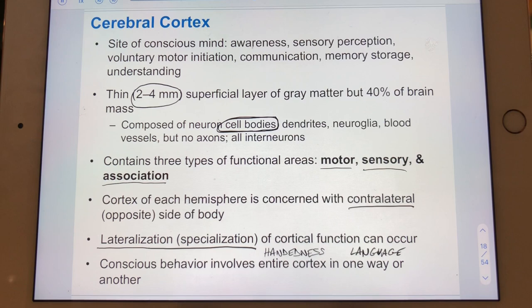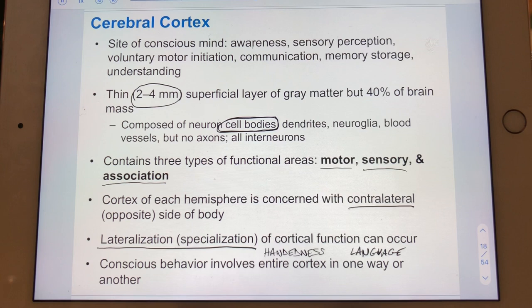So the language centers that help us process speech that we're hearing or reading or seeing, I'm thinking sign language, would be in our left hemisphere. The areas that help us form speech or write or sign would be in our left hemisphere.